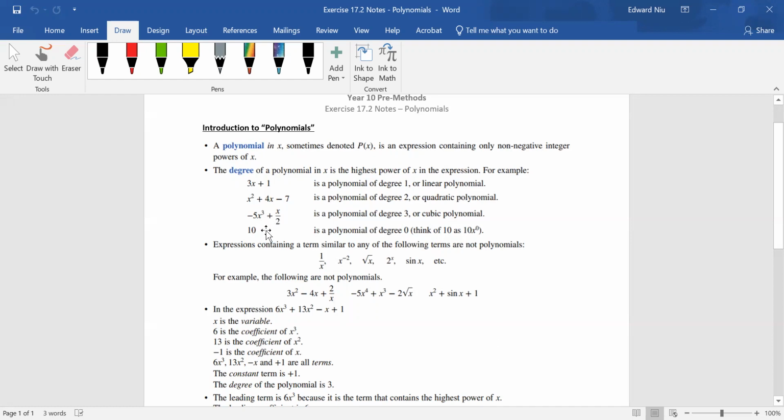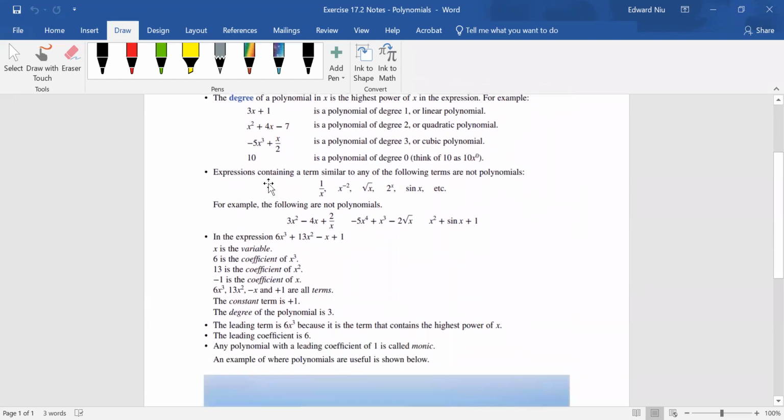Lastly, if we have a 10 by itself, the polynomial has a degree of 0, okay, because if we think back to index laws, anything to the power of 0 is 1. So imagine this as 10x to the power of 0, which means it's 10 times 1, which is 10 by itself. Now, any expressions which contain a term similar to any of these are not polynomials.